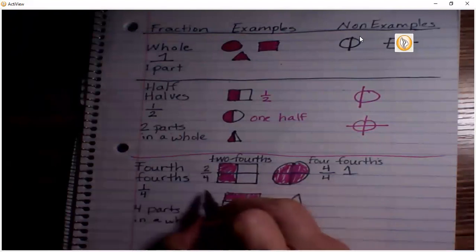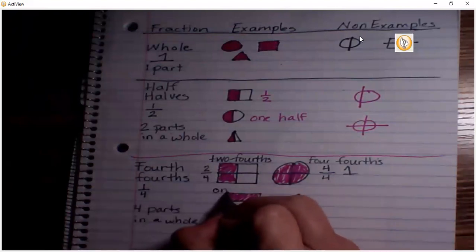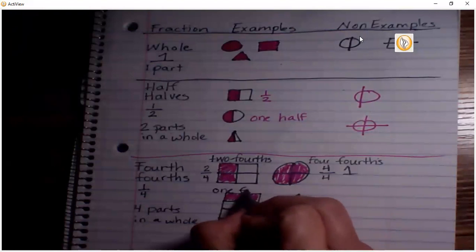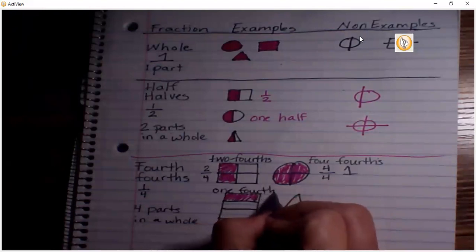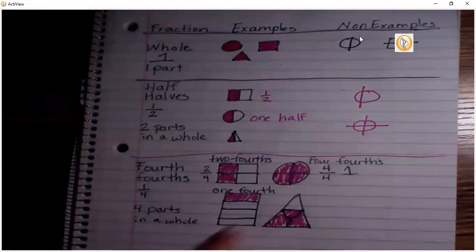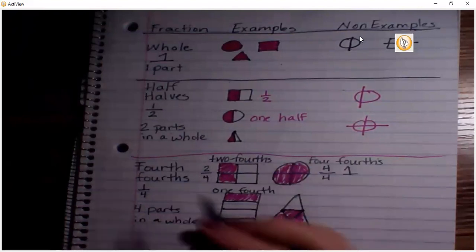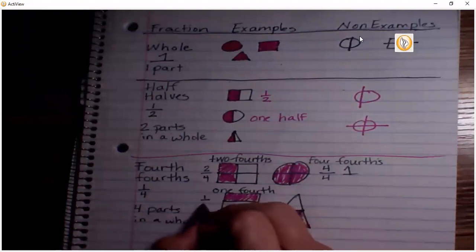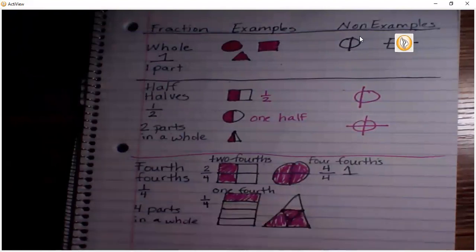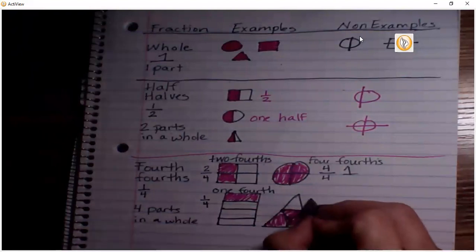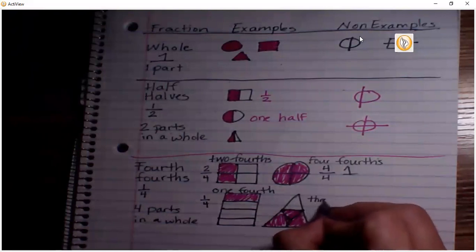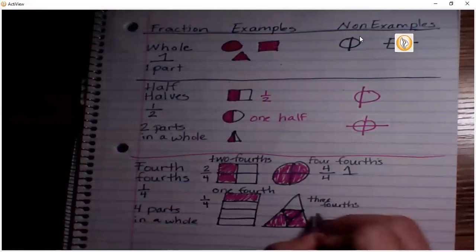Right over here, only 1 piece is colored in, so that's 1 fourth. Notice I stuck with fourth with no S because there's only 1. It's singular. And that would be written as 1 over 4. And the last one, our triangle, well, we have 3 pieces, so that makes 3 fourths, or 3 over 4.